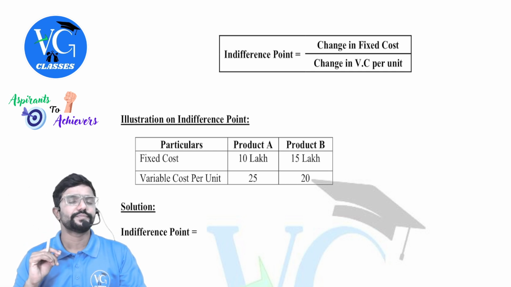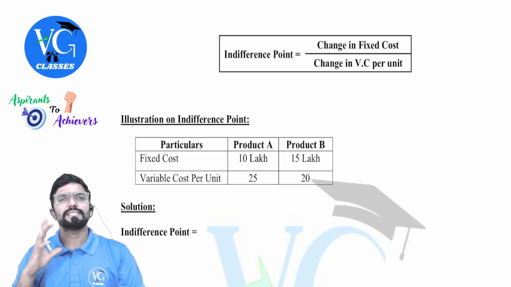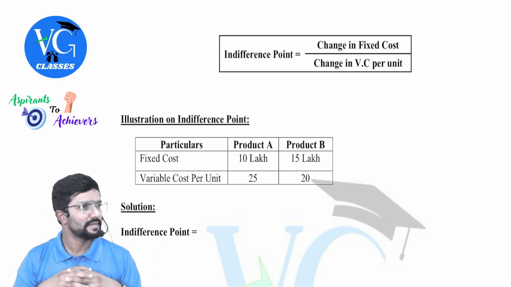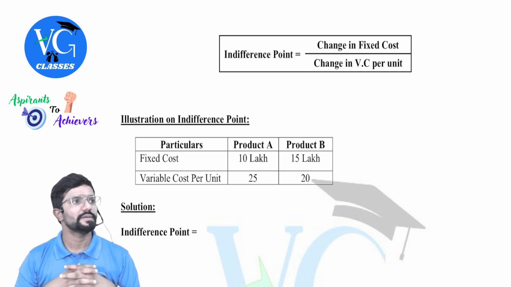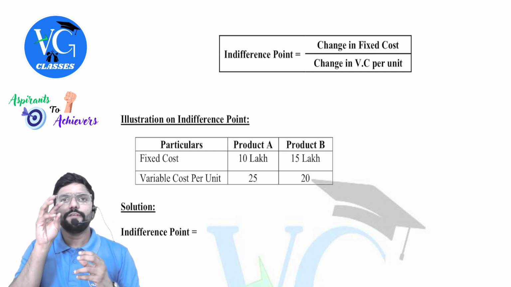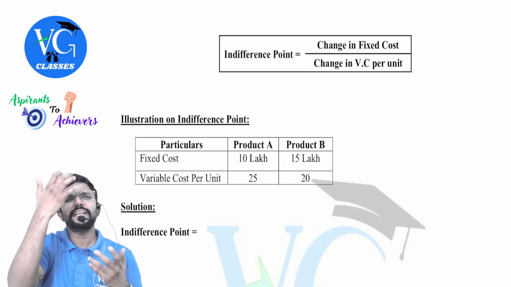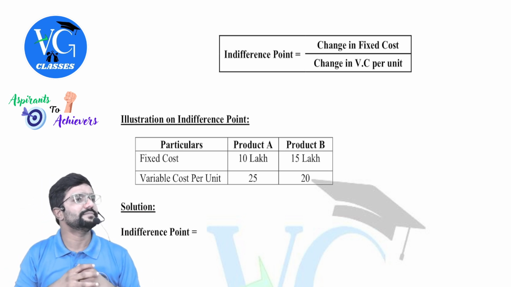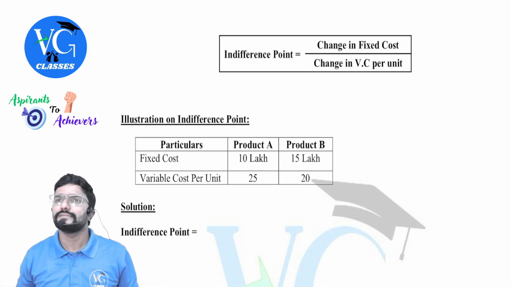Indifference point. Let me tell in simple terms. What does this indifference point mean? Sir, I have a choice A and B. Now assume in between this I have got 10,000. Now, if 10,000 is my sales, I am indifferent between A and B. I can either go with A or with B. Both will give me the same results.